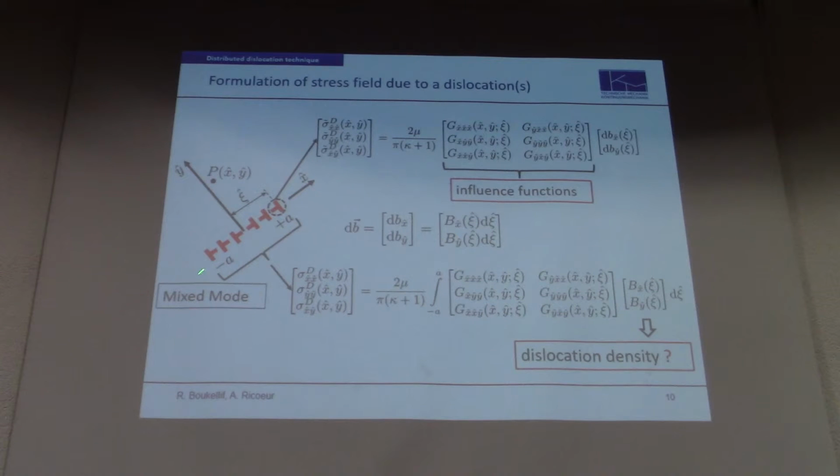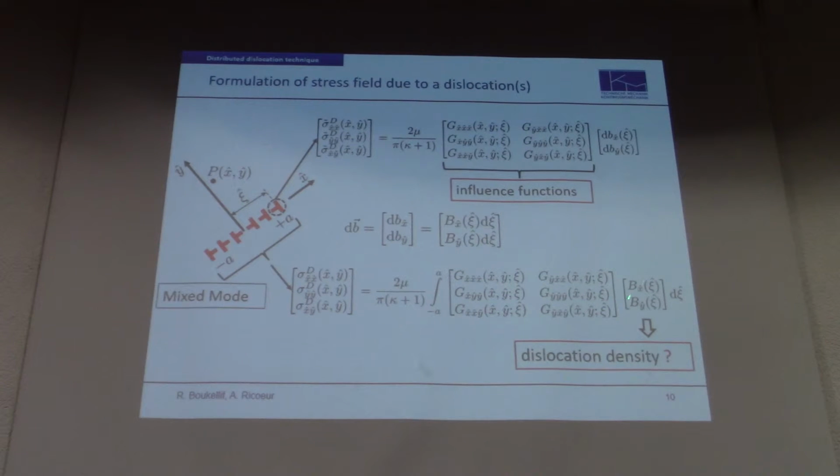So we simulate our crack with many dislocations. Therefore, it is convenient to use the dislocation density. And the relationship between the Burgers vector and the dislocation density is given here. And now we can calculate our induced stresses at arbitrary points due to all dislocations with this integral equation.